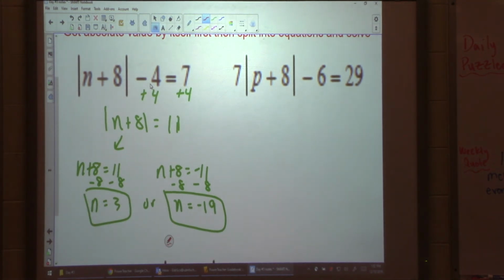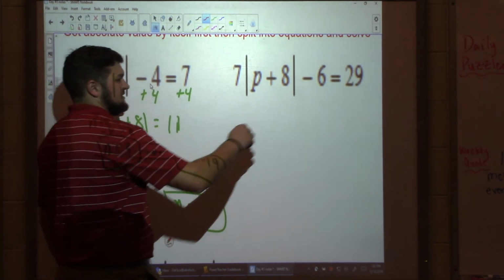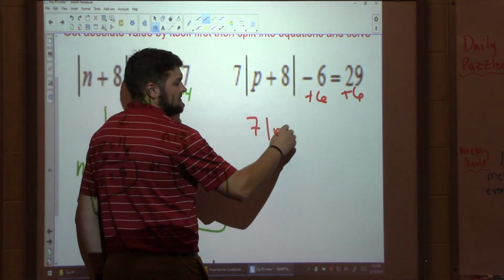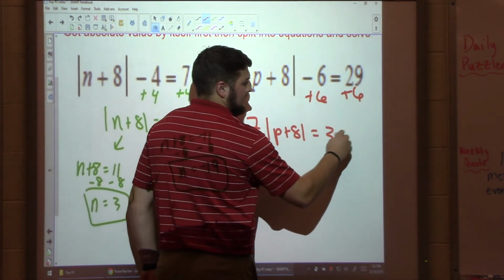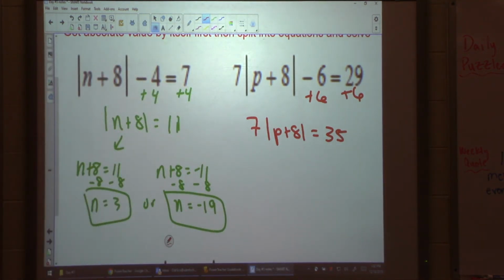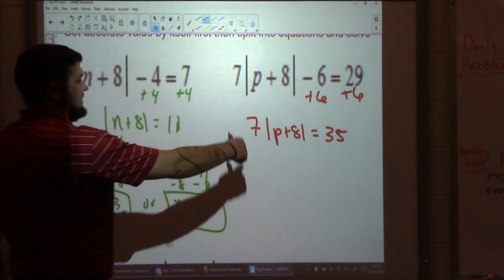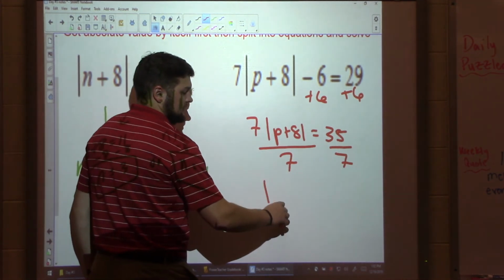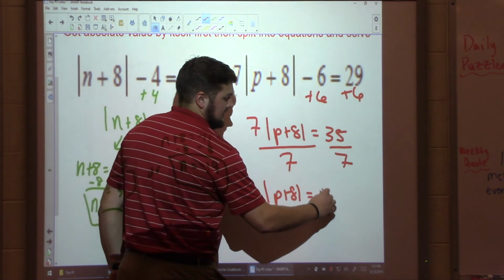Next one. 7 times absolute value of p plus 8 minus 6 equals 29. Is the absolute value by itself? No, so what do I have to do to change it? Add 6. Let's start with that. 7 times the absolute value of p plus 8 equals 35. What do I have to do next? Divide by 7. Very good. I need to get rid of this so the absolute value is by itself. Absolute value of p plus 8 equals 5.